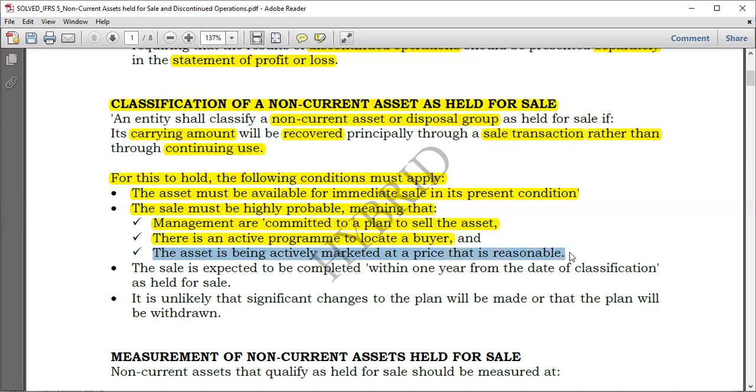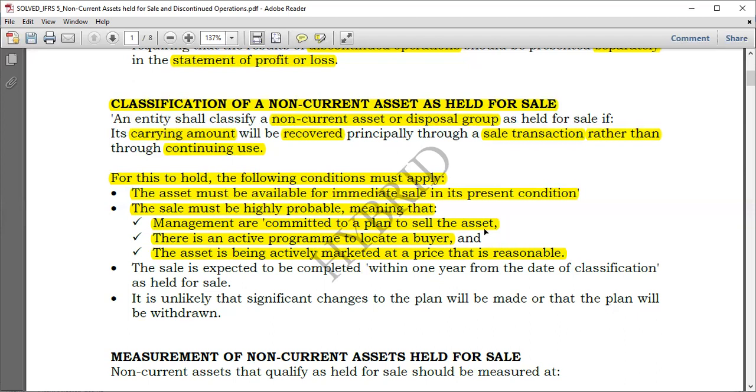You might be saying that, oh, management is committed to sell. We are locating a buyer, but maybe the asset is worth $5 million, but actually it is being marketed for $15 million. So you find out that, oh, it will be difficult to secure a customer, right? We presume that the customer actually knows the market. You get that?